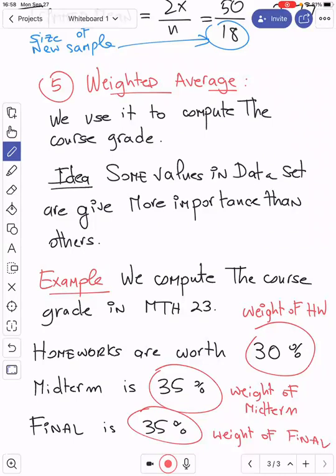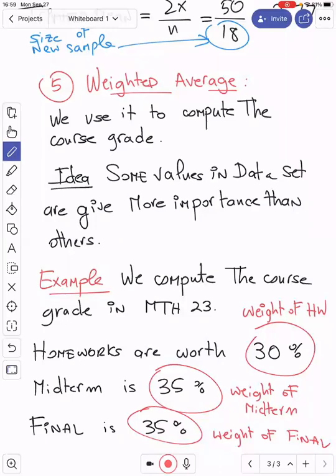So in this case, midterm and final are more important than homeworks, right? Because both are worth 35%, which is more than 30%, of course. So your grade in the midterm or the final is more important than your grade in the homework, because the weight of the midterm and the final is 35% compared to 30%, which is the weight of the homework. So that's the idea here.